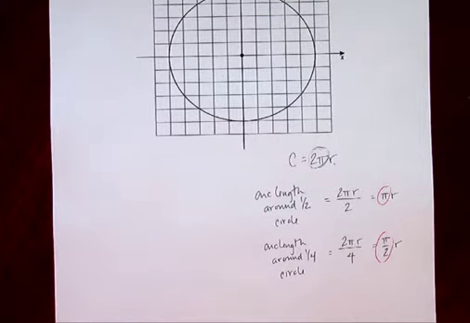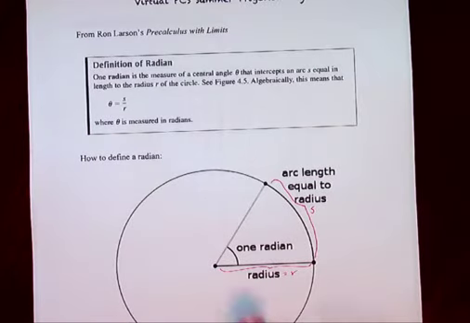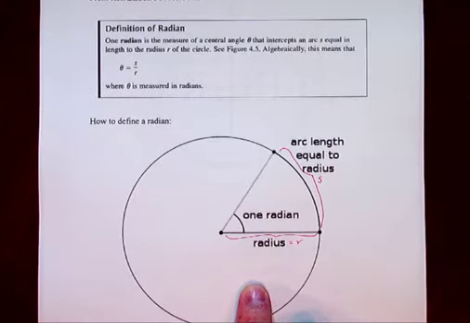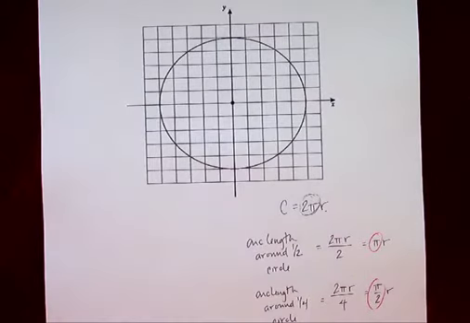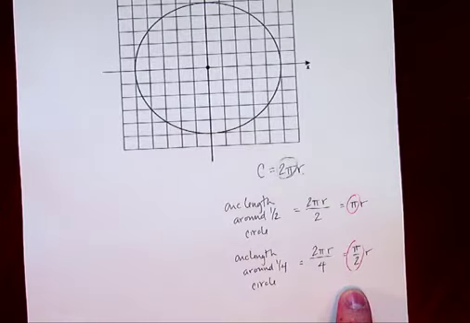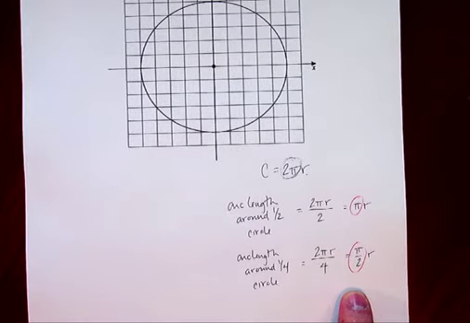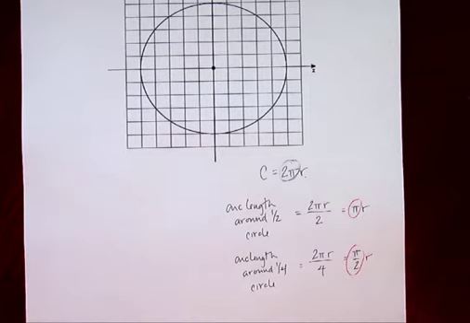The reason that this appears so arbitrary to so many people is that you never see 1 radian, and you almost never see 2 radians or 3 radians or 4 radians. What you see is pi over 2 radians. You see 5 pi over 6 radians. You see 11 pi over 6 and 4 pi over 3 and stuff like that.